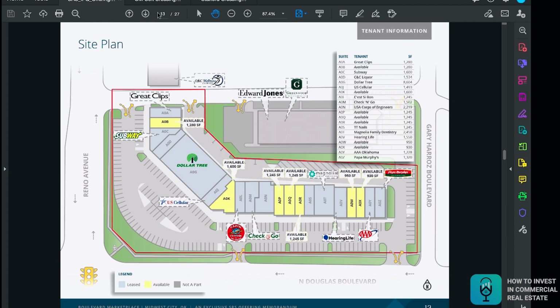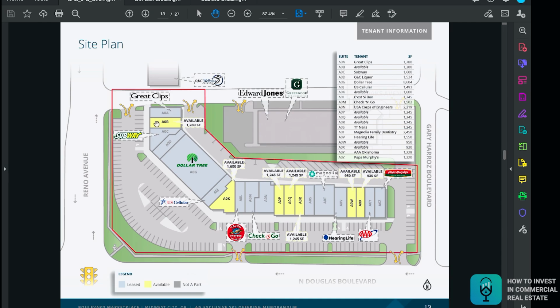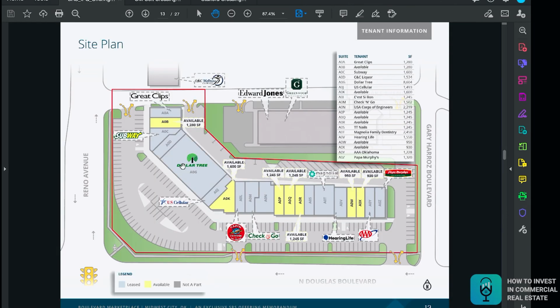Yeah. So Dollar Tree is the anchor. I want to see how many square feet the anchor takes up. 8,000, which is okay because Dollar Tree can take, I've seen them in 10,000 feet before, so that's not too big of a space for Dollar Tree. And then it's just a bunch of other small tenants.